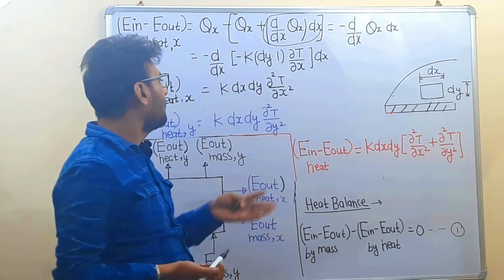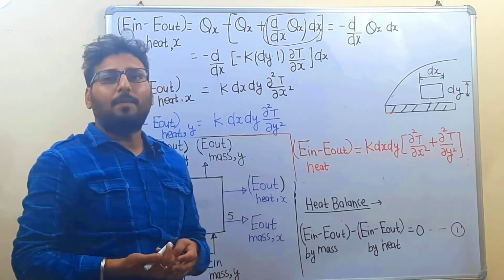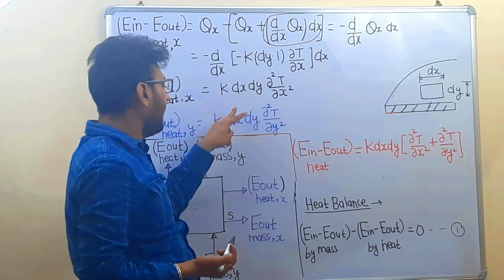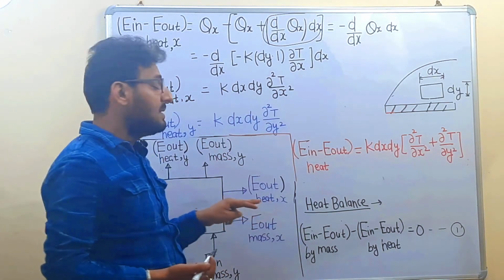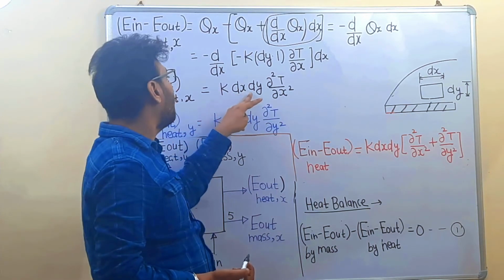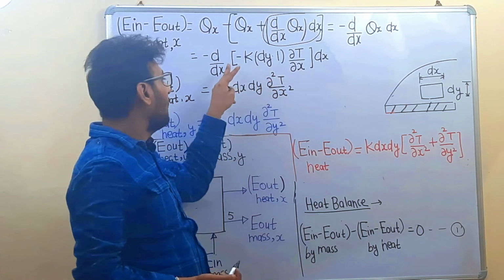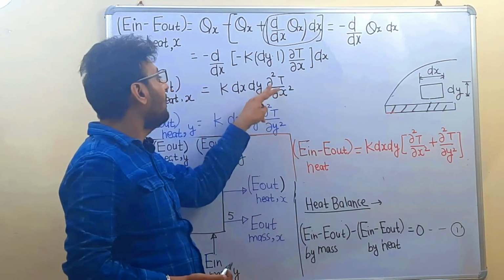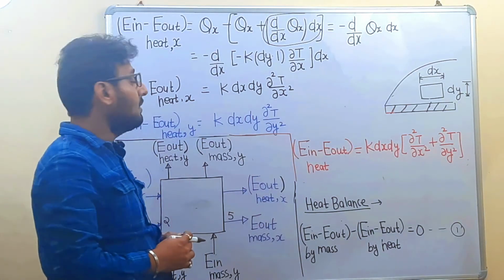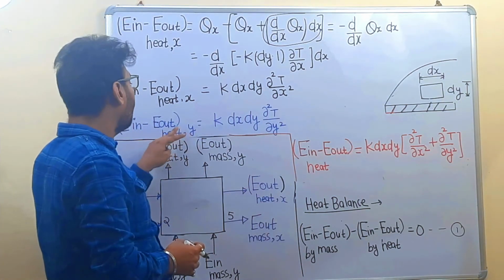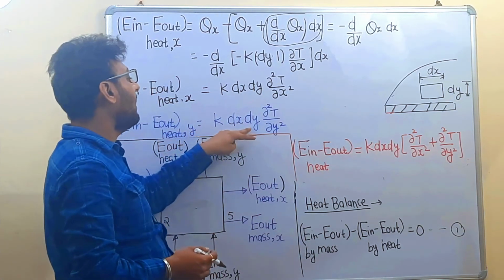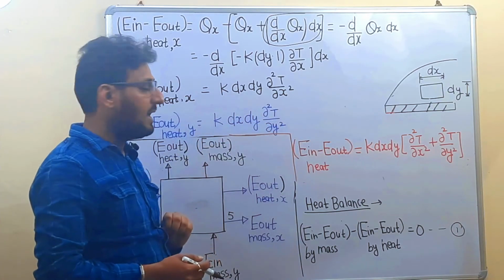Now as I already discussed, we are considering the properties of the fluid to be constant. So K is constant, and the dimensions of the control volume are also constant. So K, dx and dy are taken out of the derivative, and we are left with del square T upon del x square. Similarly, we can determine the value of E in minus E out by heat in y direction, which comes out to be K dx dy del square T upon del y square.